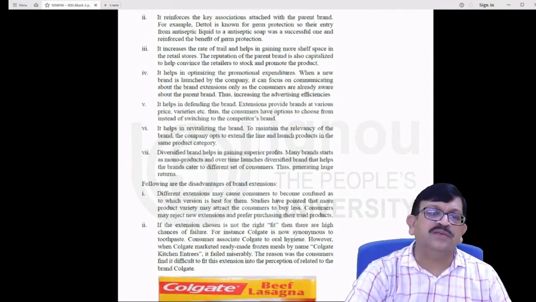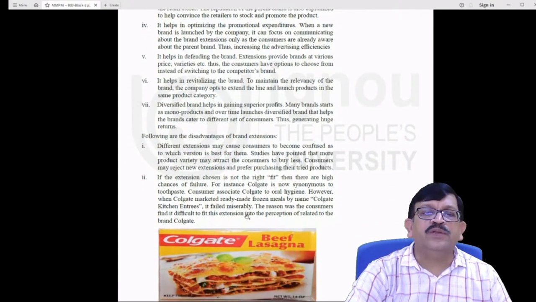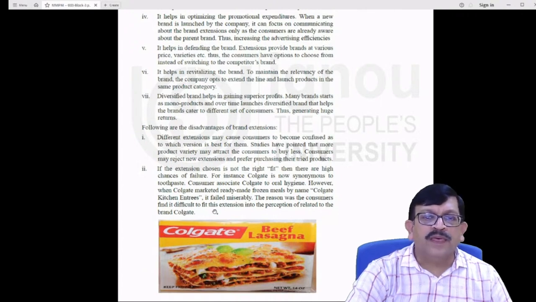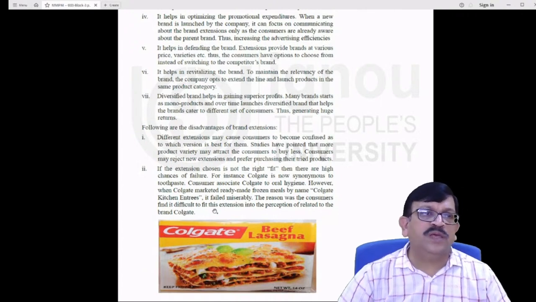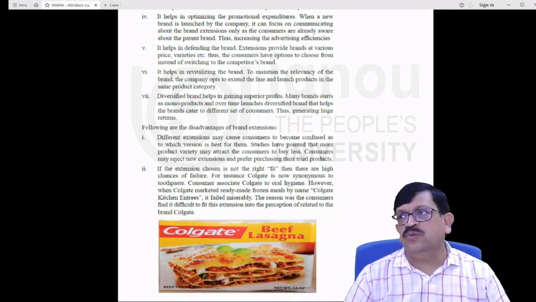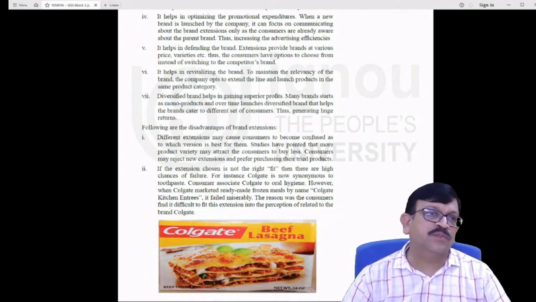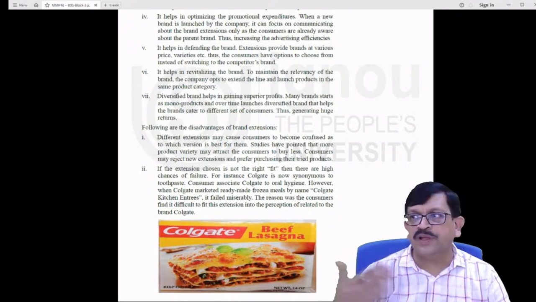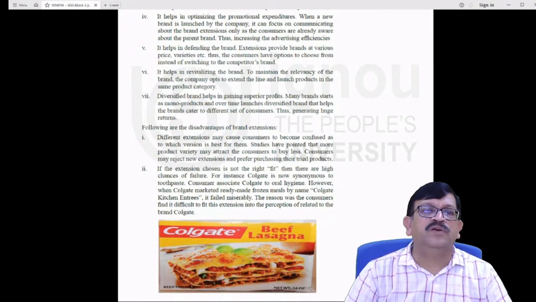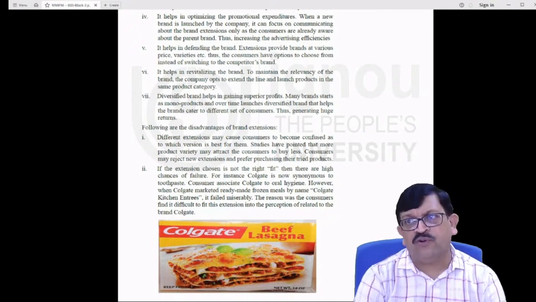For example, here is the case of Colgate getting into beef lasagna. We talk about these like kitchen entries. They get into the ready-made frozen meals category, in comparison to their basic association as an oral hygiene product. So if the new category you are trying to enter is completely out of context, completely beyond what your parent brand is endorsing, it will definitely fall apart.